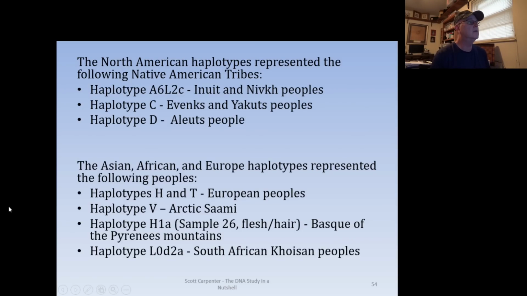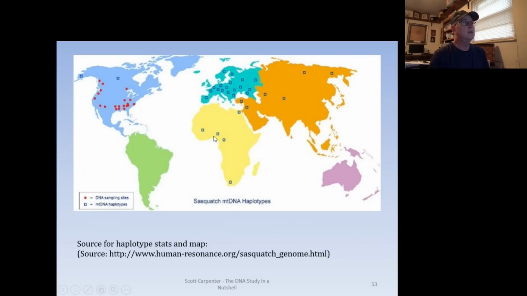If we go back to the map here, the red dots are all the locations where the samples were taken from, and the blue squares are where they originate. And you can see there's only a couple that originated in North America and Alaska and Canada, and the rest of them come from Europe, Russia, Asia, Africa.